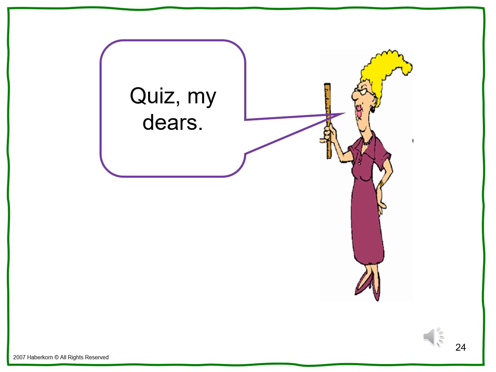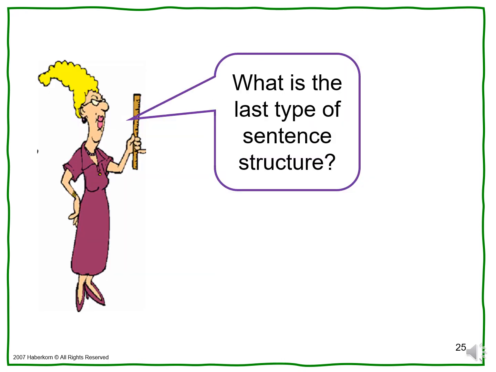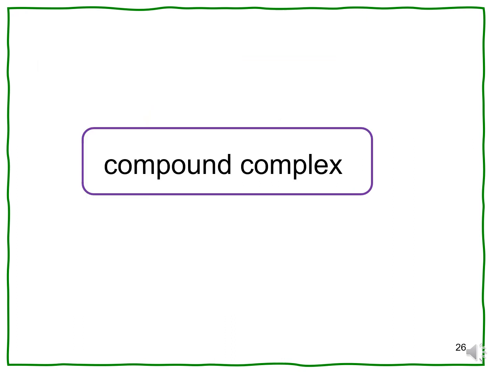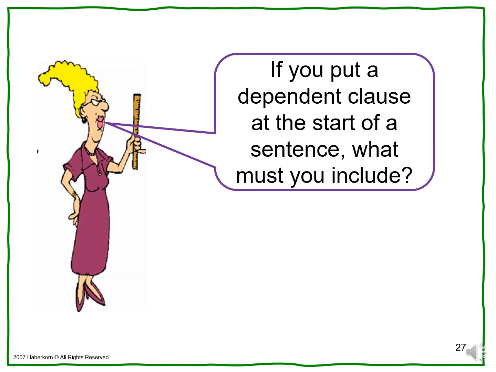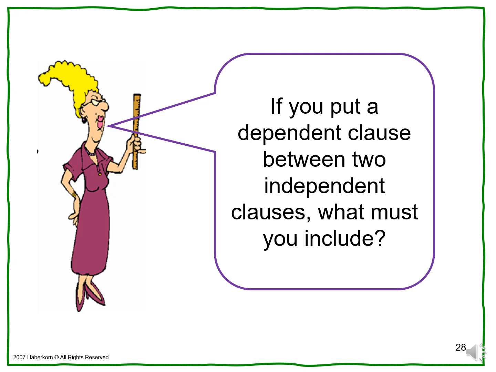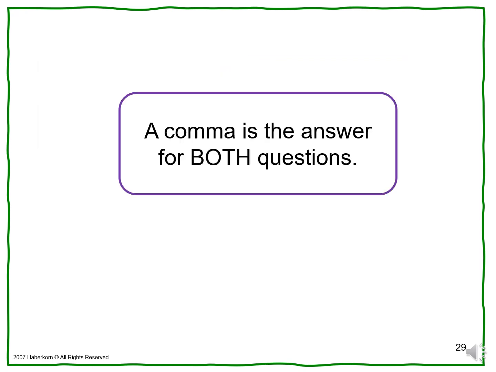Quiz, my dears. What is the last type of sentence structure? Compound complex. If you put a dependent clause at the start of a sentence, what must you include? If you put a dependent clause between two independent clauses, what must you include? Commas is the answer for both of those questions.